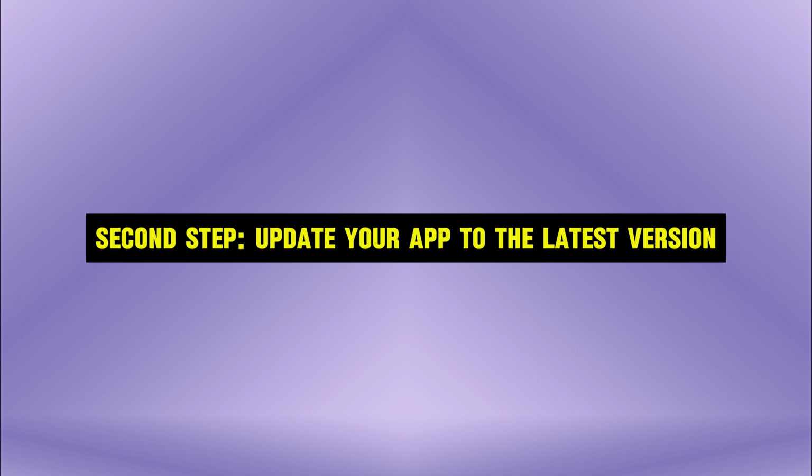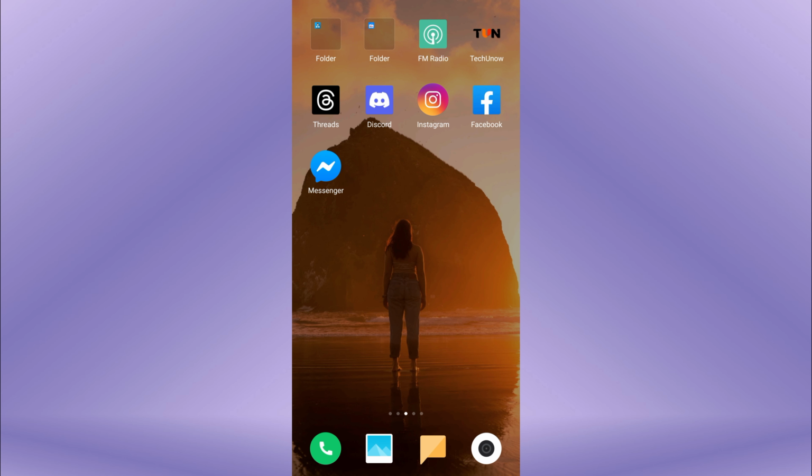Second step, update your app to the latest version. Make sure you have the latest version of Instagram installed. To update the Insta app to the latest version, first, go to the App Store or Google Play Store.